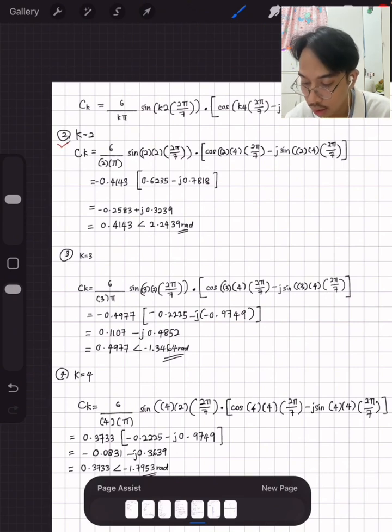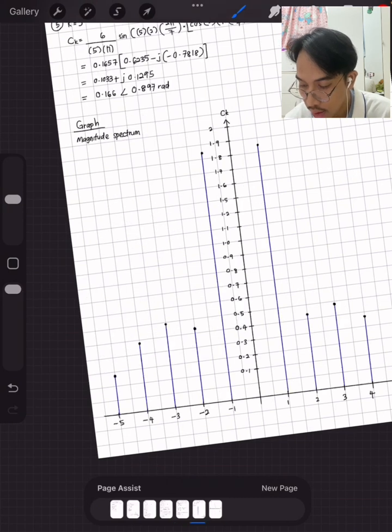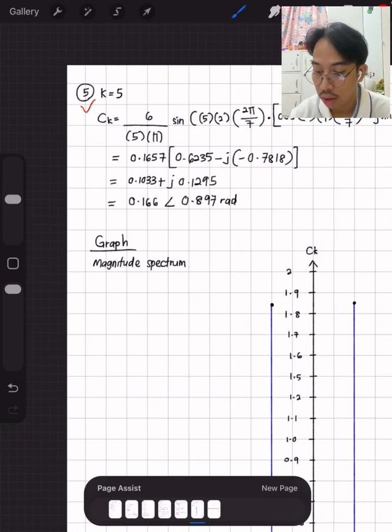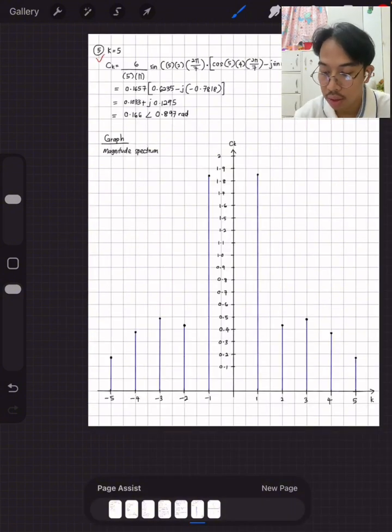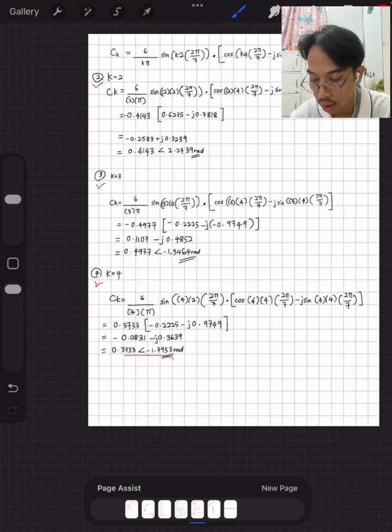C2, C3, C4, and lastly C5. Since the question needs us to find the coefficient harmonics of 1, 2, 3, 4, 5, these values that we got from the calculation show how each harmonic contributes to the signal.